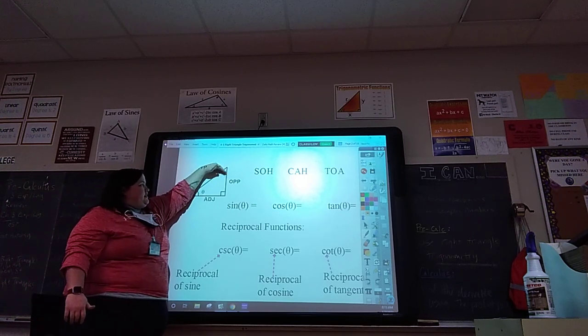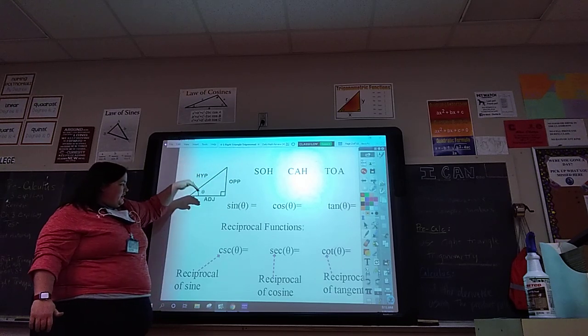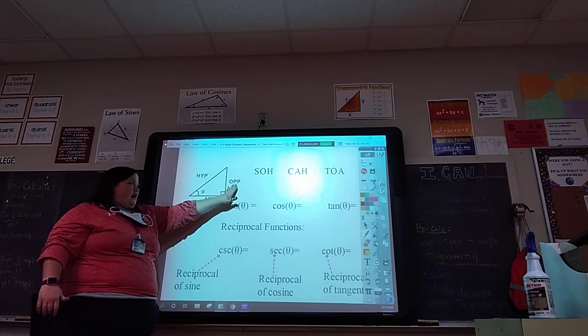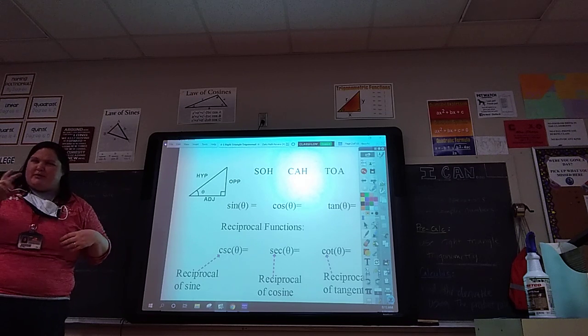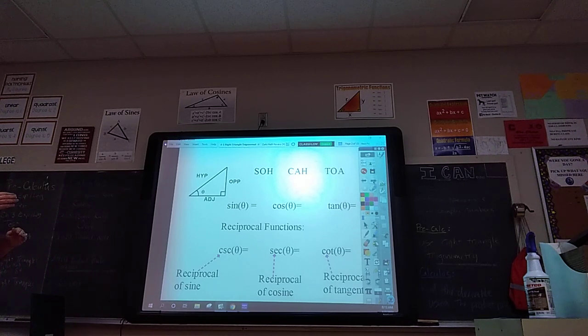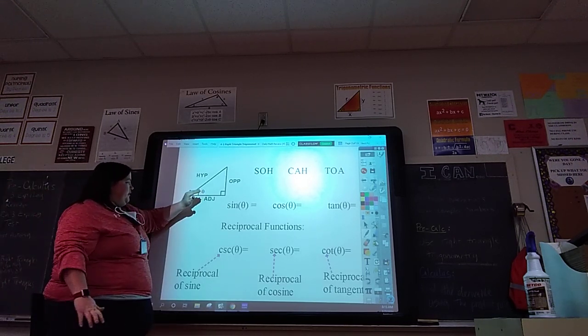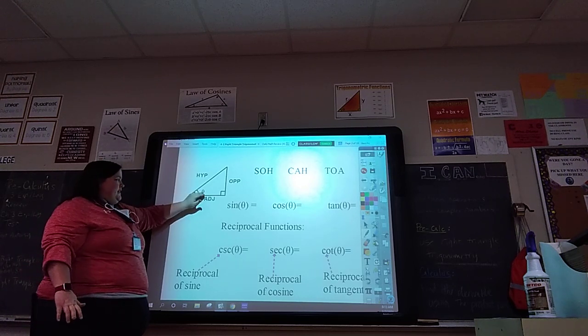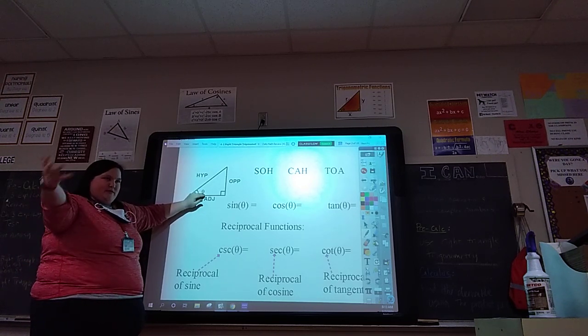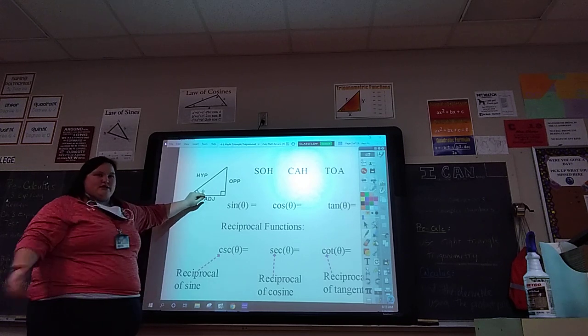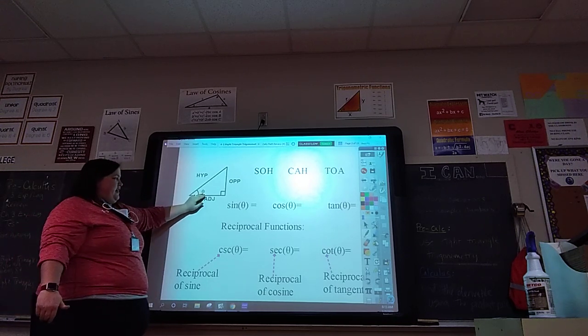So if I was talking about this top angle, the side across from it would then be its opposite and adjacent. So that's one thing you have to remember with right triangles: the hypotenuse always remains the same. It's always the side that's across from the right angle, but the opposite and adjacent change depending on which angle we're referencing. So that's why you should always see some sort of variable referencing that angle. Like I said, now that we're in upper level math, we typically use Greek letters to reference angles. So that's where my theta is.